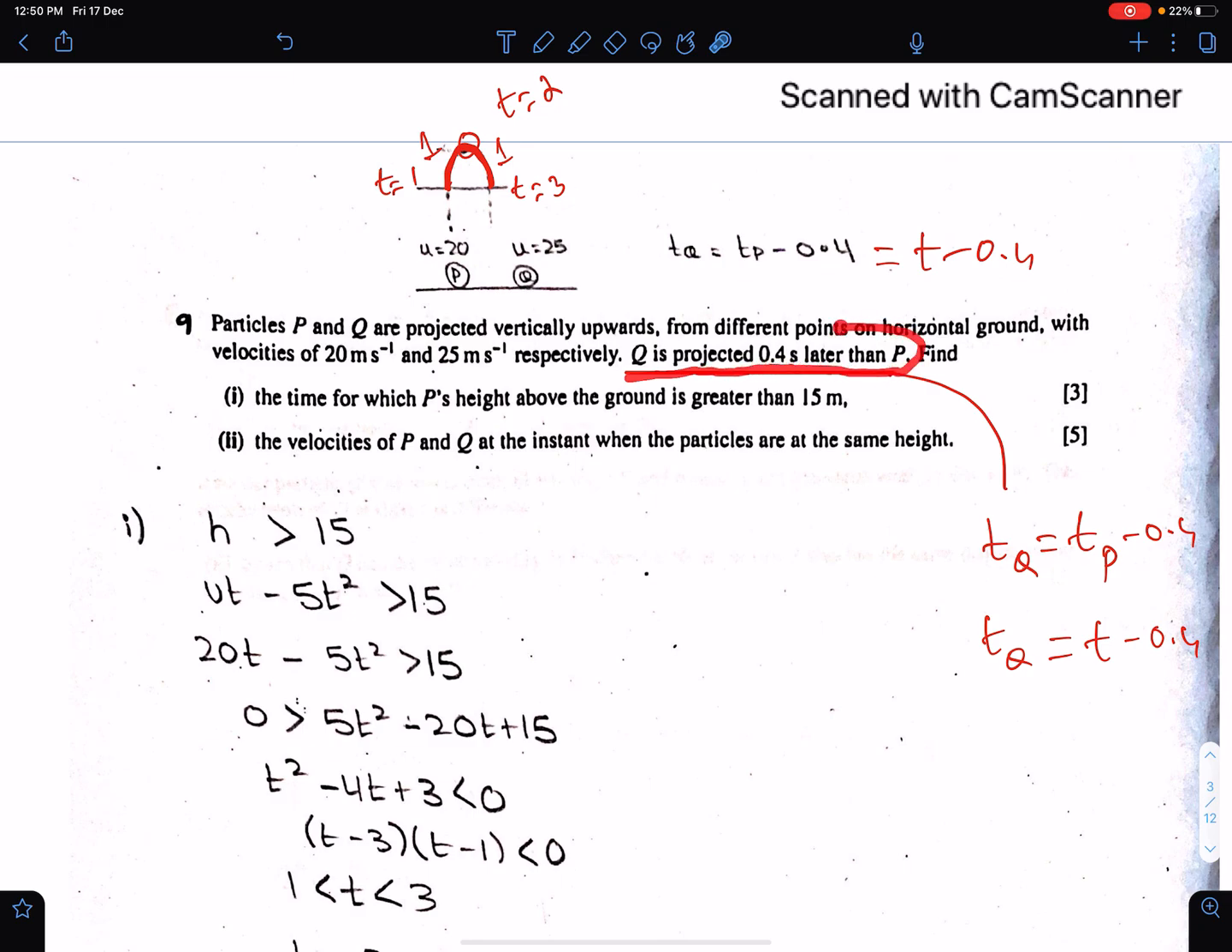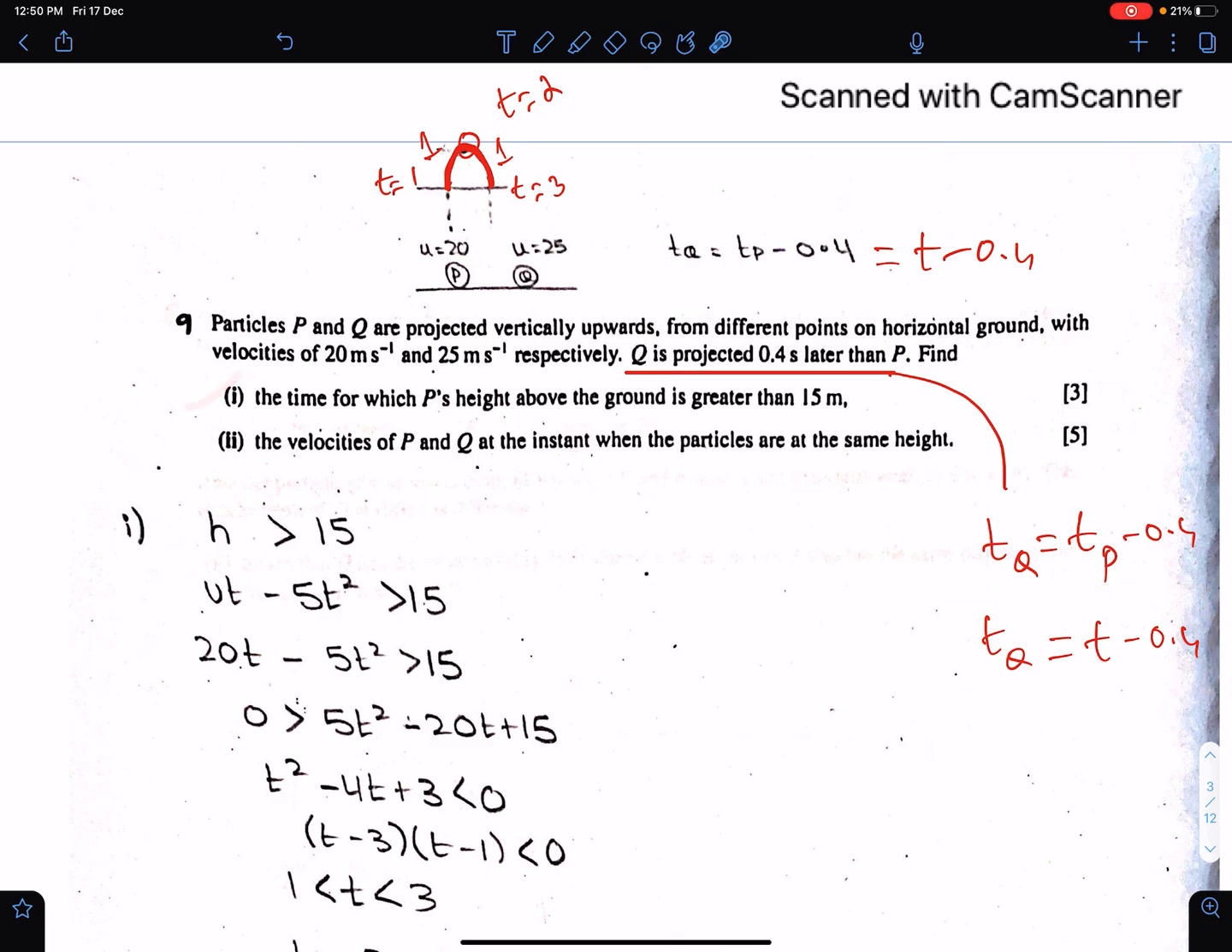I discussed this concept in my first lecture of important concepts of kinematics in detail. Since Q is projected 0.4 seconds later than P, therefore time of Q will be time of P minus 0.4 when both particles meet. So, if time of P is T, then this is the equation of time of second particle Q, T minus 0.4, where T means time of P.